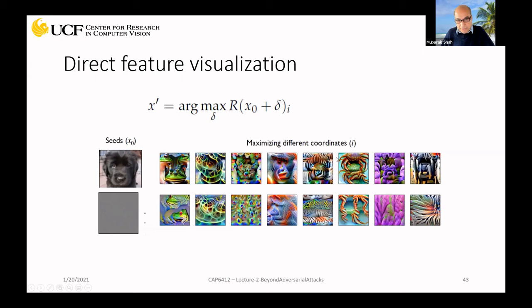Then as you see, all these features are giving maximum response to different kinds of images. If the seed is random, again, these are the images for which those particular features will give you the maximum. It's kind of similar here, as you see, even if the seed is X0 or the seed is this, you get kind of similar images that give you the maximum response.